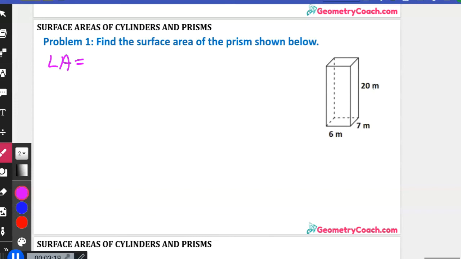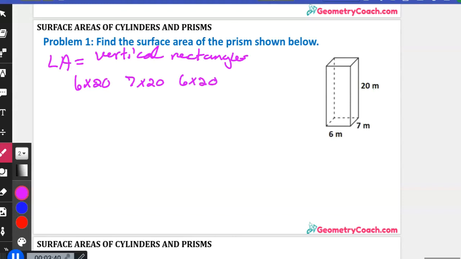So what I'm doing is I'm finding the 4 vertical rectangles. You could find each one. They all have a height of 20. So I have a 6 by 20. I have a 7 by 20. I have another 6 by 20 in the back. And I have another 7 by 20 on the side. So you can find the area of each of those and add them up.